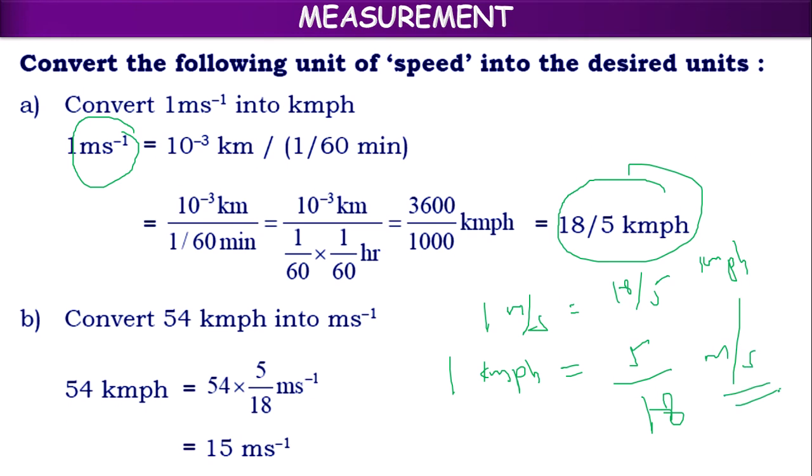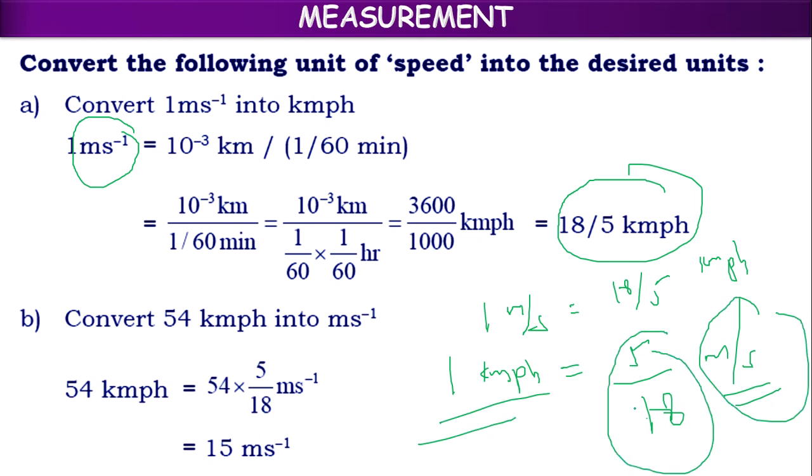Directly we can take the values. So whenever you are converting kilometer per hour into meter per second, you have to just multiply the given number with 5 by 18. If you are changing meter per second into kilometer per hour, then you have to multiply with 18 by 5. Meter to kilometer.